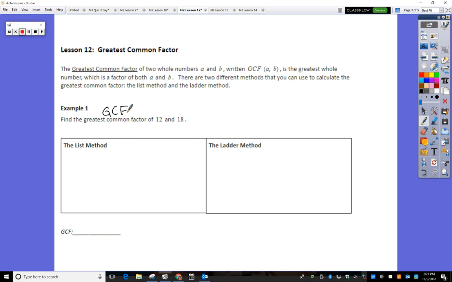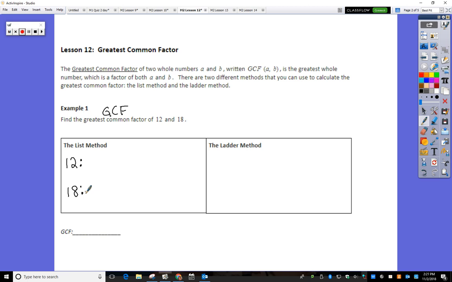So with the list method, we take each of the numbers and write them down with a colon next to them. Then what we're going to do is list out all of the factors of each of the numbers. And remember, factors are numbers that multiply together to give you a product. So we're looking for all the numbers that multiply together to give us 12. I like to list them out. We typically list them out numerically.